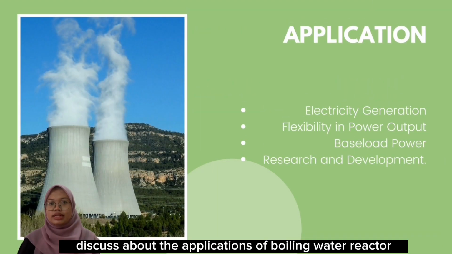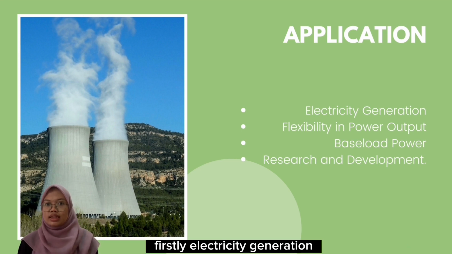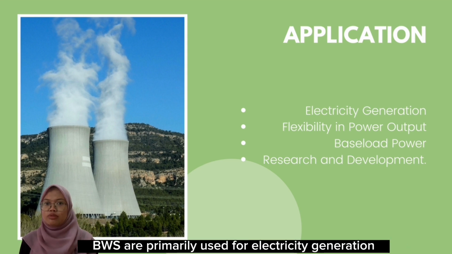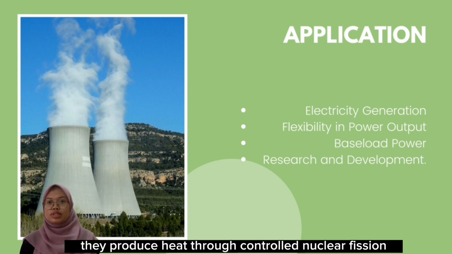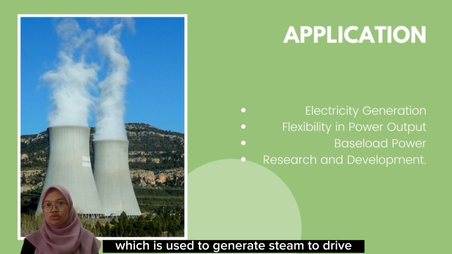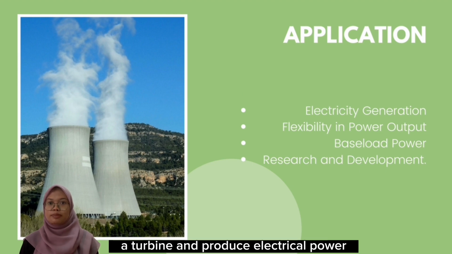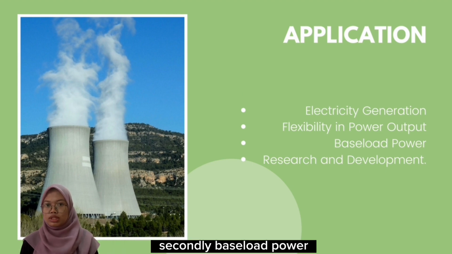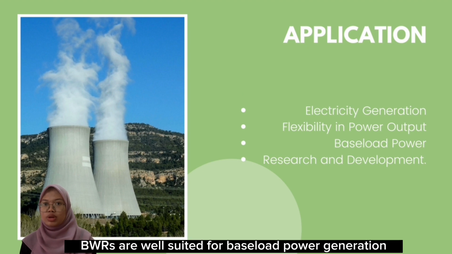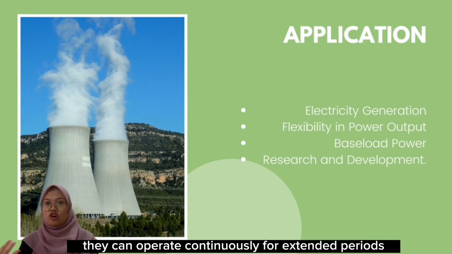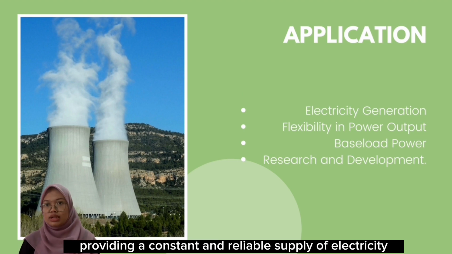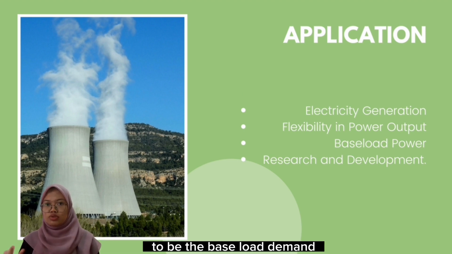Lastly, we will discuss the applications of the boiling water reactor. Firstly, electricity generation. BWRs are primarily used for electricity generation. They produce heat through controlled nuclear fission, which is used to generate steam to drive a turbine and produce electrical power. Secondly, baseload power. BWRs are well suited for baseload power generation. They can operate continuously for extended periods, providing a constant and reliable supply of electricity to meet the baseload demand.